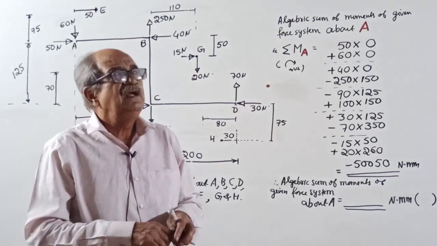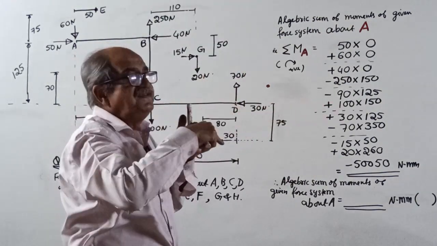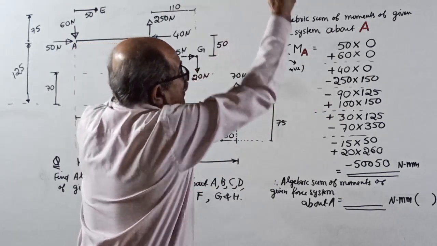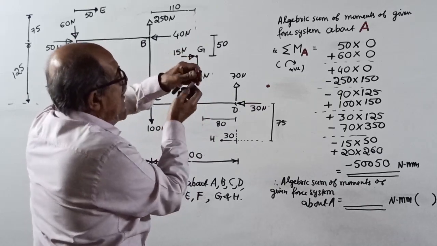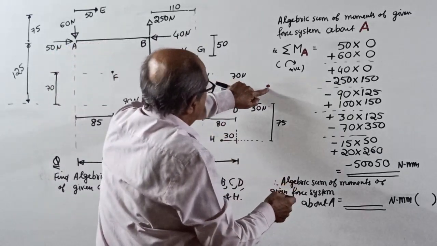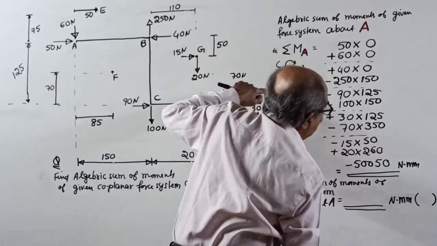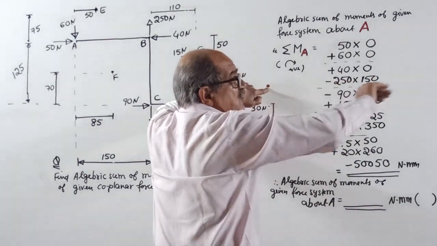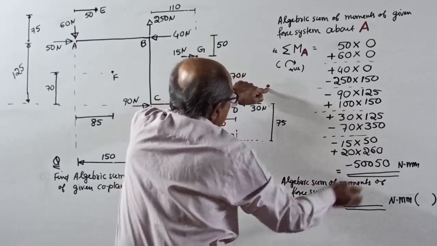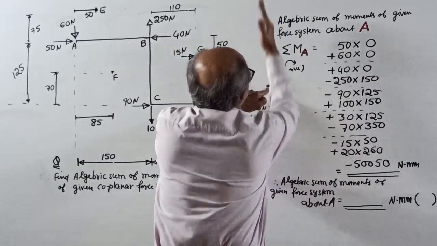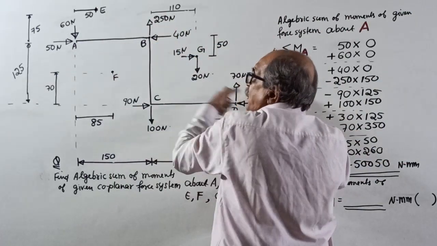When you want moment, it is force multiplied by perpendicular distance. If you want moment about this red point, this is the point about which you want moment, put your finger here. If the force is vertical, it is force into perpendicular distance. Or else, if the force is this way or this way, again force into perpendicular distance, whichever direction it acts.